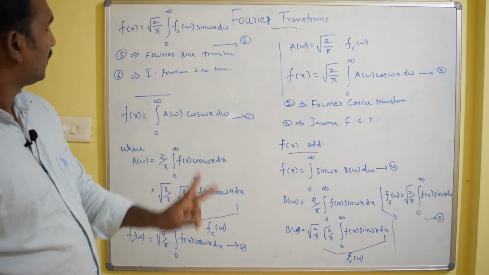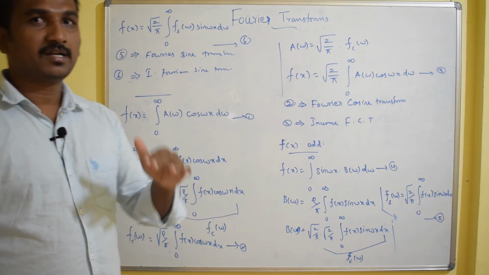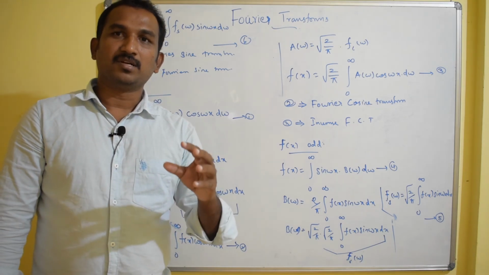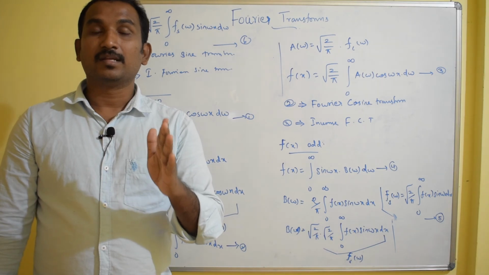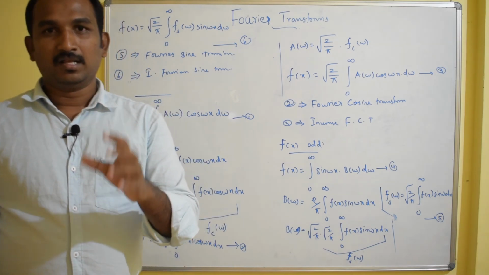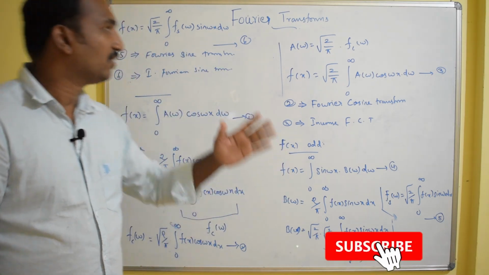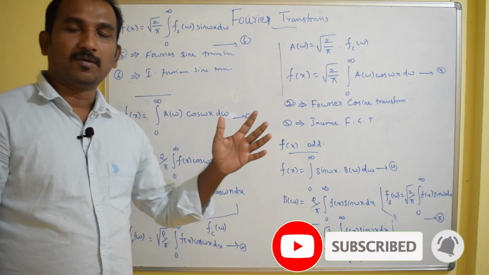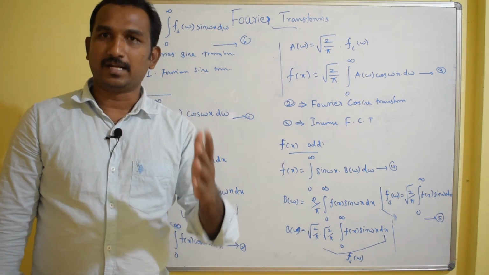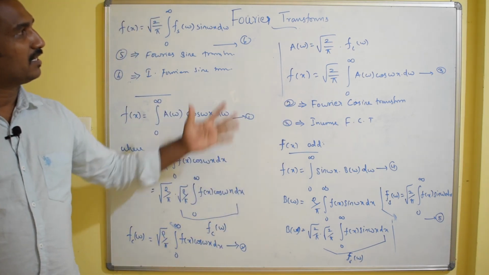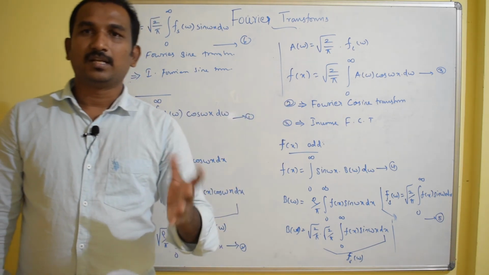Here we got two types of transformation: one is Fourier cosine transform and another one is Fourier sine transform. These all depend on the nature of the given function. If the function is even, you will get the Fourier cosine transform. If the function is odd, you will get the Fourier sine transform. So this is how we can derive the Fourier cosine and sine transform.